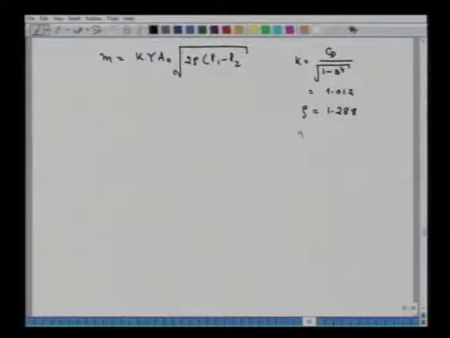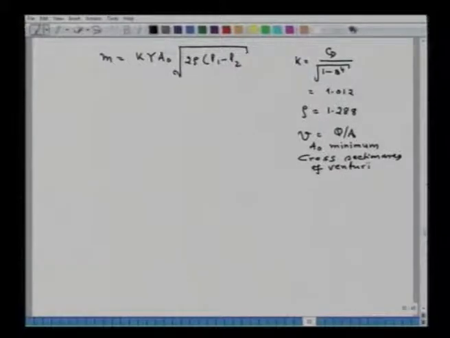Similarly, I can calculate the velocity v, that will be equal to q upon A0, where A0 is the minimum cross sectional area of Venturi, that is given 250 millimeter. So, if we calculate V, that will be coming out to be equal to 26.09 meter per second. So, we know all the values. Now, here Y is not known to us.